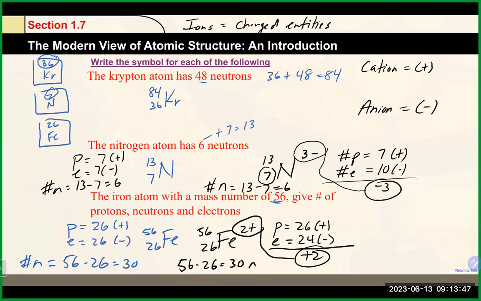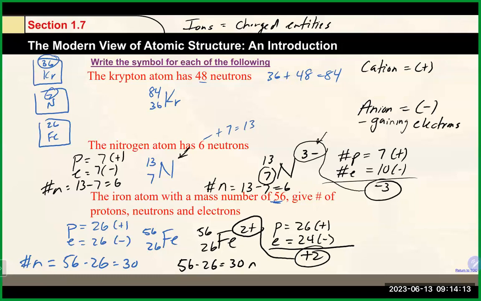So when something gains a charge and becomes an ion, either a cation or an anion, it is only the electrons that change. And what we see if we compare our anion here, our negatively charged one, to our neutral one, is that it actually gained 3 electrons. So anions result from gaining electrons.